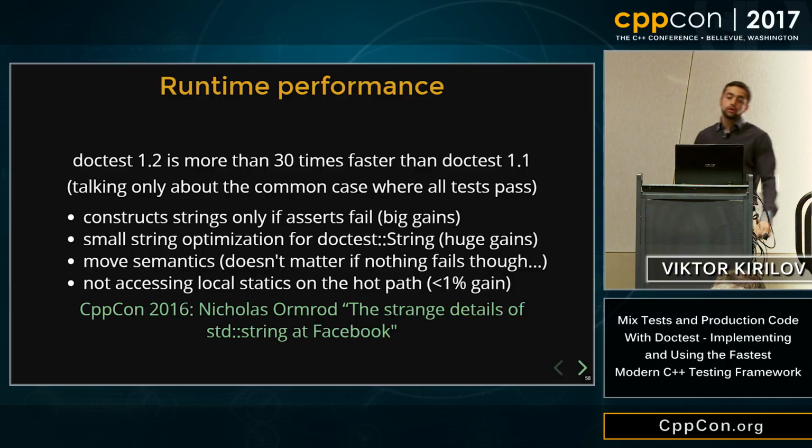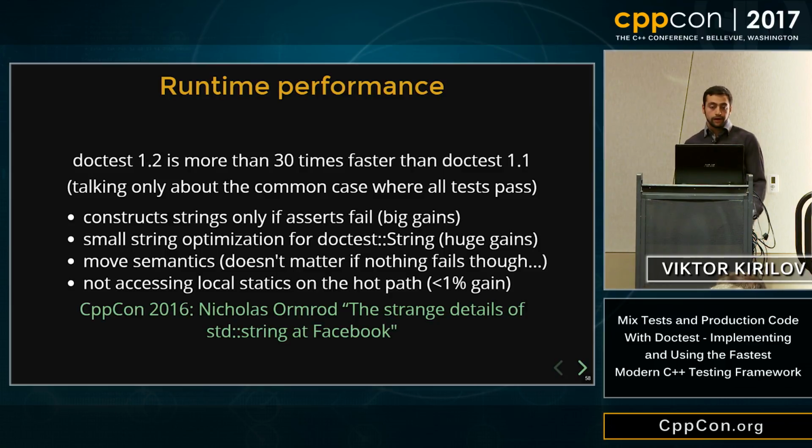The biggest gains I got were by not constructing strings if the asserts don't fail. So I reordered my logic around the asserts a bit. The second biggest gain was this: since I don't include std::string in the interface of Doctest but still needed some string class, I implemented my own. And for it, I implemented the small string optimization based on the ideas in Nicholas Ormrod's "Strange Details of std::string at Facebook" talk from last year's CppCon. It's a great talk, very insightful. I highly recommend it.